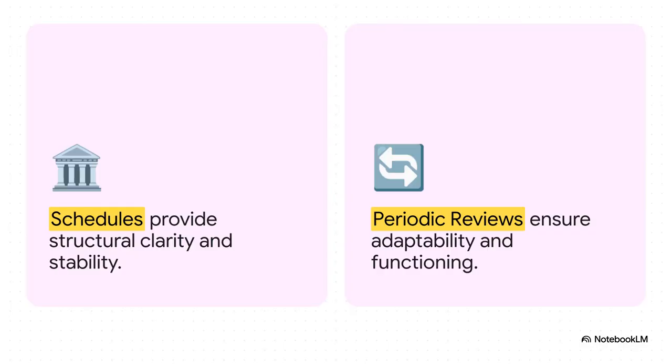You need to explain to the examiner that Indian constitutional governance is a delicate, intricate balance between these two exact concepts. On one side, the schedules provide the necessary structural clarity and stability, literally the fixed rules of the game. On the other side, periodic reviews, commissions like the NCRWC, and judicial oversight ensure adaptability and effective functioning. Together, they maintain the equilibrium of our entire republic.